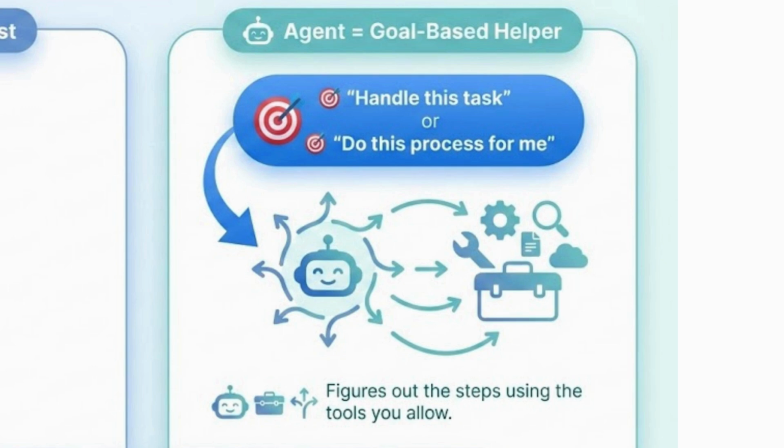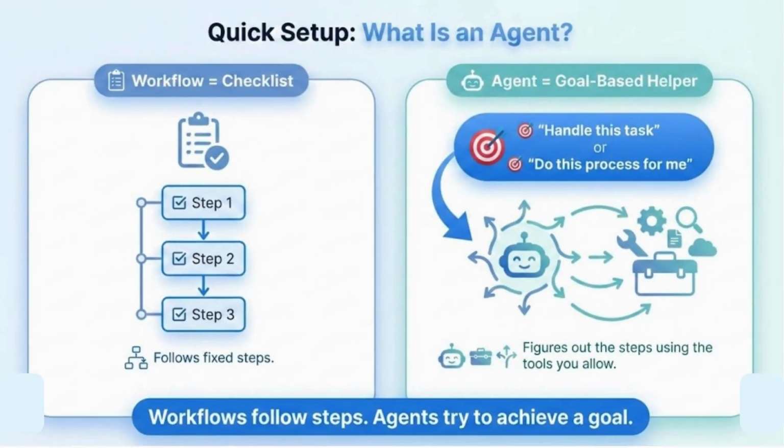But here's the most important part. The agent still needs boundaries because you don't want an agent doing random things. So in tools like Zapier and n8n, you usually define things like what apps or tools it can access, what information it is allowed to use, what tasks it's allowed to complete, and what it should never do. So to summarize this section in the simplest way possible, workflows follow steps, but agents try to achieve a goal.